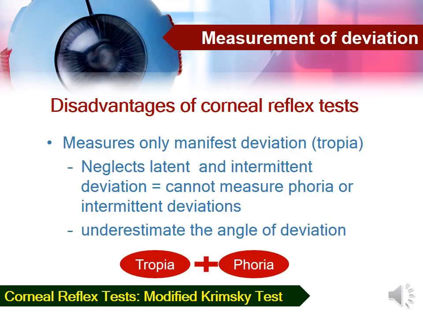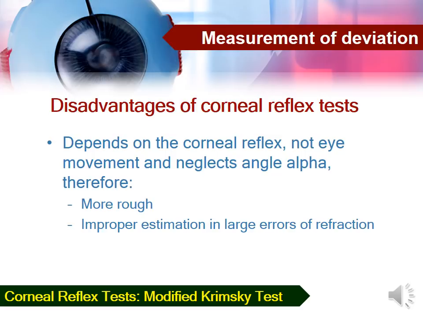The main disadvantage of the corneal reflex tests is that they measure only the manifest deviation, or the tropia, and neglect the masked part of the deviation, for example the phoria and the intermittent deviations. Therefore, they cannot be used to measure the angle of deviation in intermittent squint. In addition, as most patients have a small latent deviation superimposed on top of the manifest deviation, the corneal reflex test will only measure the manifest part and thus underestimate the angle of deviation. In addition, the corneal reflex tests depend on the corneal reflex and not the eye movement, thus they are more rough and less accurate.